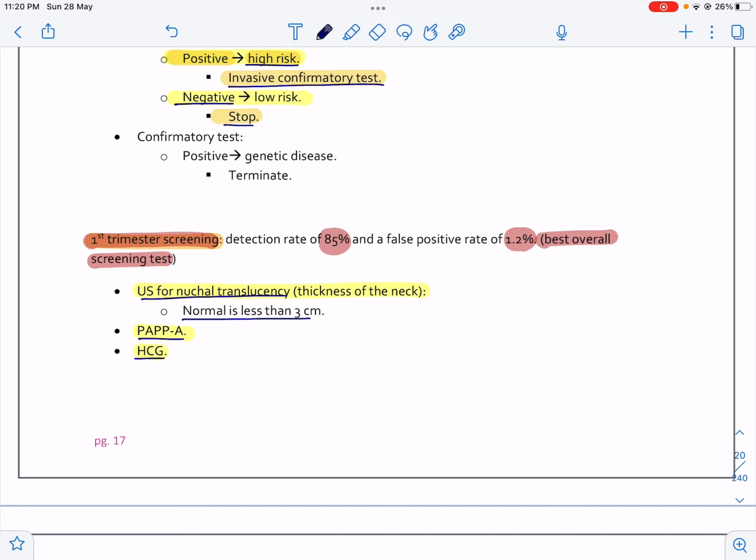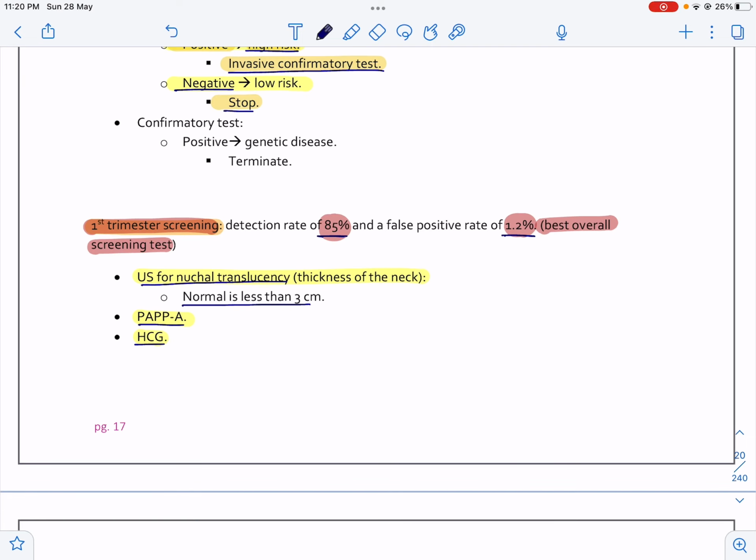First trimester screening, as you can see here, has a good detection rate and a low false positive rate, which is why it's the best overall. The important first trimester screening tests are USG for nuchal translucency, which is normally less than 3 millimeters. And you also have PAPP-A, which is pregnancy associated plasma protein A, and you also have hCG.